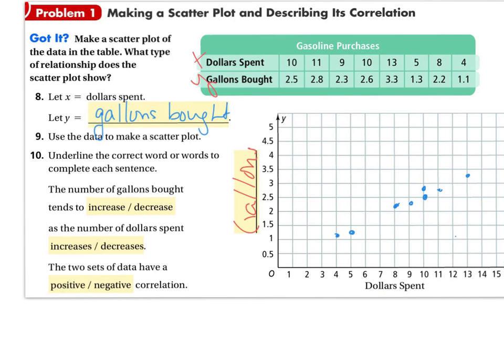Now, using the scatter plot, underline the correct word or words to complete each sentence. The number of gallons bought tends to blank as the number of dollars spent blank. The number of gallons bought tends to increase as the number of dollars spent increases. And because of that, you will see that you have a line that goes up, which means it has a positive slope, which means it has a positive correlation.